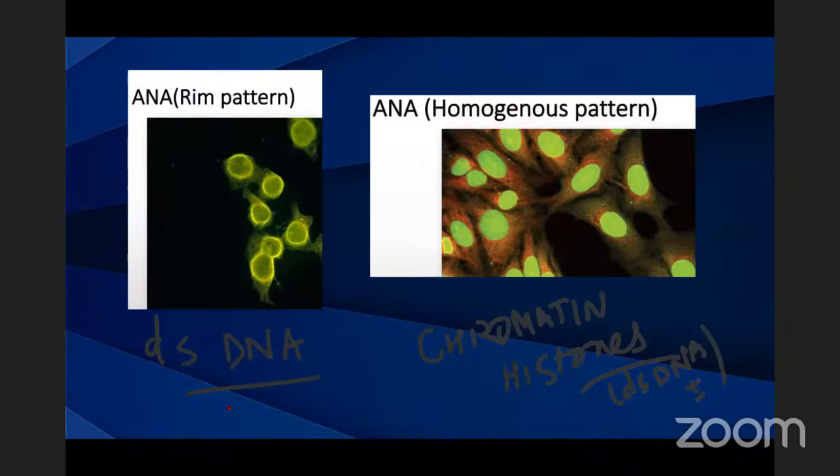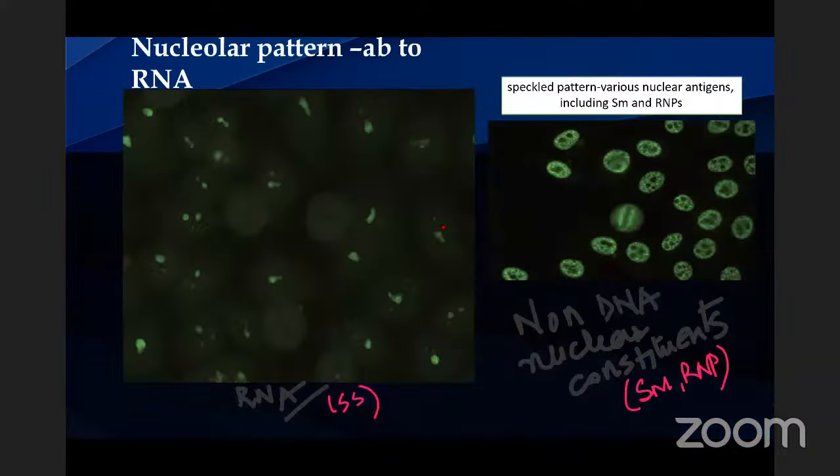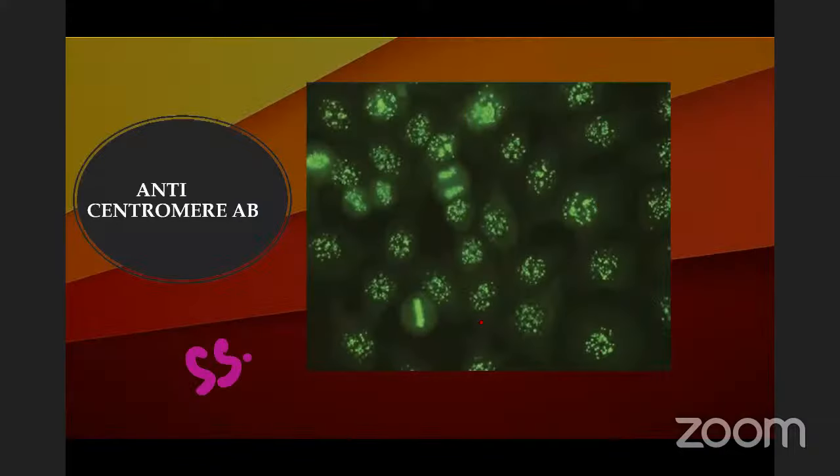I'm just showing you a pattern. The rim pattern is always against double-stranded DNA. Homogeneous pattern is against the chromatin. Please see the detailed video on my Instagram channel, that is Dr. Vandana Pathology. Nucleolar pattern is antibodies against RNA. This is the speckled pattern. When you see a powdery pattern here, this is against non-DNA nuclear constituents. And these are your centromeric antibodies. They are multiple well-defined dots. So that is systemic sclerosis.